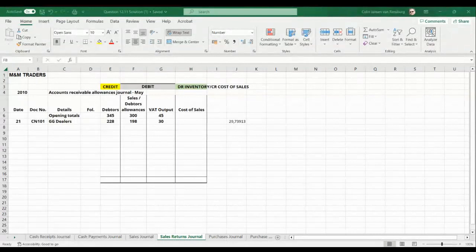Now we've got to be very careful, ladies and gentlemen. Thank you, Connie. Thank you, Senziwe. This is a tricky one.